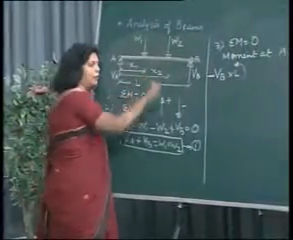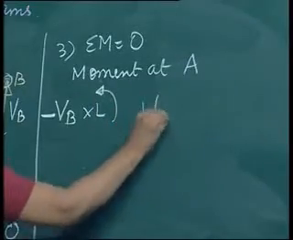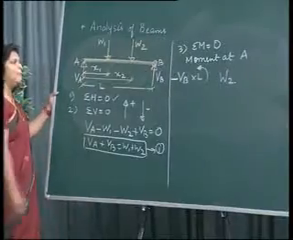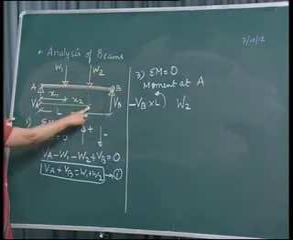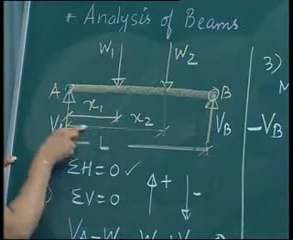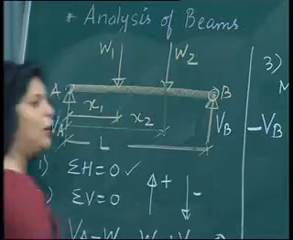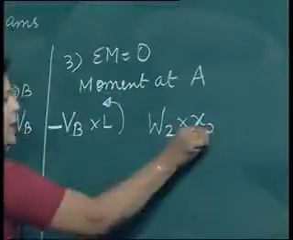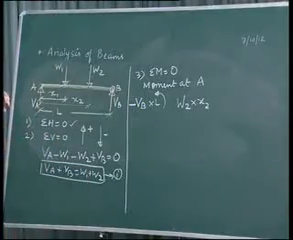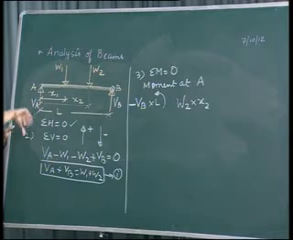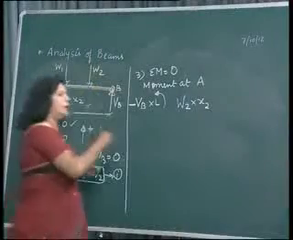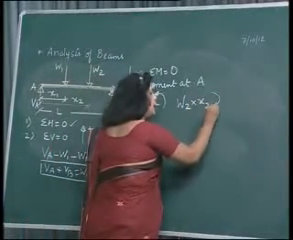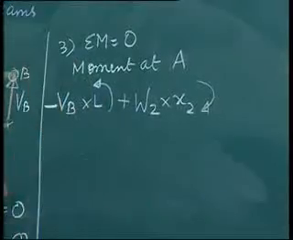Then we come to the second force, that is W2. Now W2, what is the perpendicular distance from W2 up to point A? From point A to W2 the perpendicular distance is x2. So W2 into x2. Now this W2 is acting in the downward direction. So when W2 is acting in the downward direction, my fingers are moving in which direction? Clockwise direction, right? So the direction of the moment will be clockwise, and the clockwise moment is taken as positive.